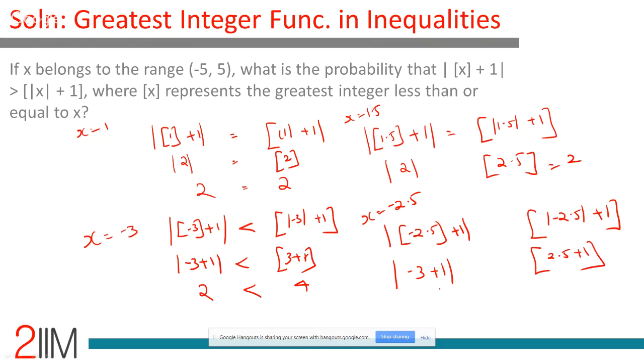This is minus 3 plus 1, which is 2. This is 2.5 plus 1, that is 3.5. Greatest integer of that is 3. This is less than that.